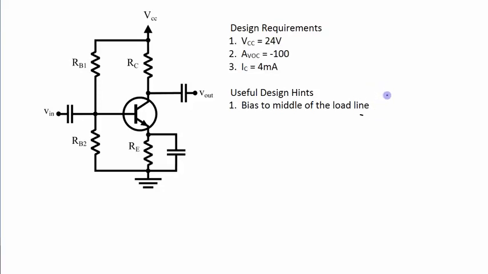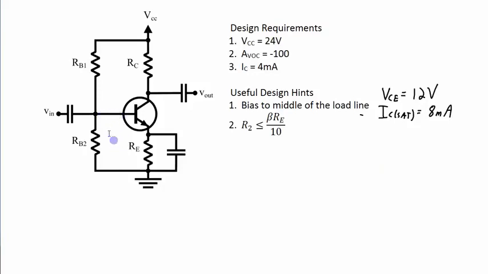So biasing to the middle of the load line means that I want to set it up so that my collector emitter voltage is about 12 volts, and my IC sat, or the saturation current, is 8 milliamps. So this 12 volts comes from being half of VCC, and this 8 milliamps comes from the requirement that my operating point for my collector current needs to be 4 milliamps. So if that was to be in the middle of the DC load line, then my saturation current needs to be at 8 milliamps.